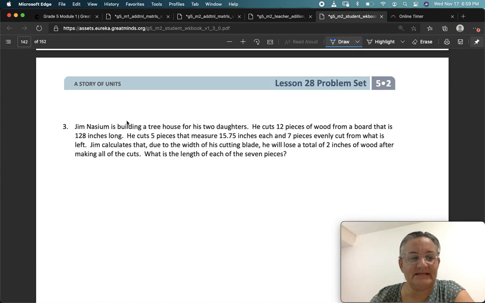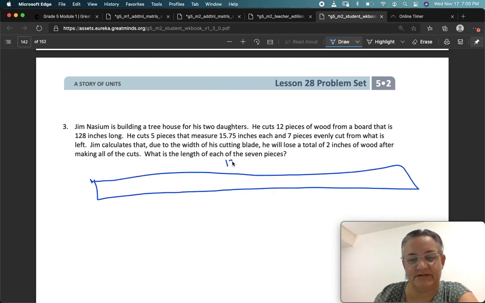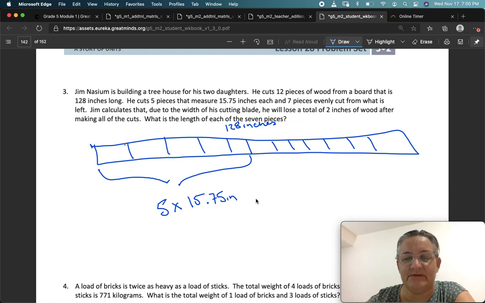Let me read the whole thing. Gymnasium is building a treehouse for his two daughters. He cuts 12 pieces of wood from a board that is 128 inches long. He cuts 5 pieces. So, okay, here's my board. And it is 128 inches. He cuts 5 pieces. 1, 2, 3, 4, 5. That measure 15.75 inches each. And 7 pieces. 1, 2, 3, 4, 5, 6, 7 pieces. And they're all even. Jim calculates that due to the width of his cutting blade, he will lose a total of 2 inches of wood after making all of the cuts.